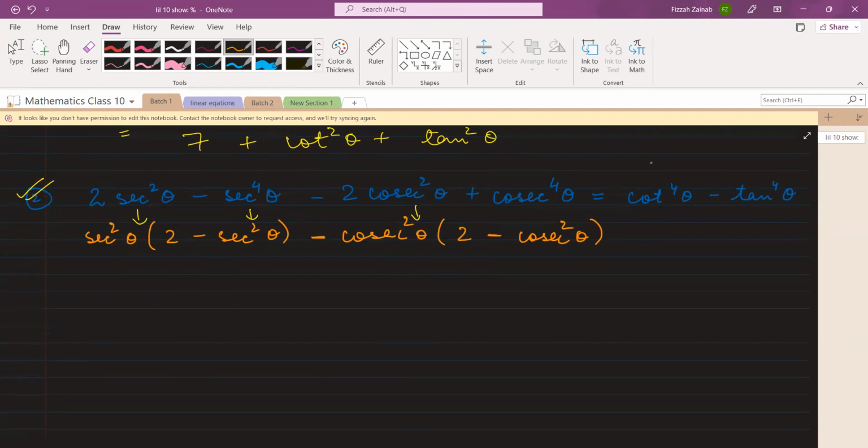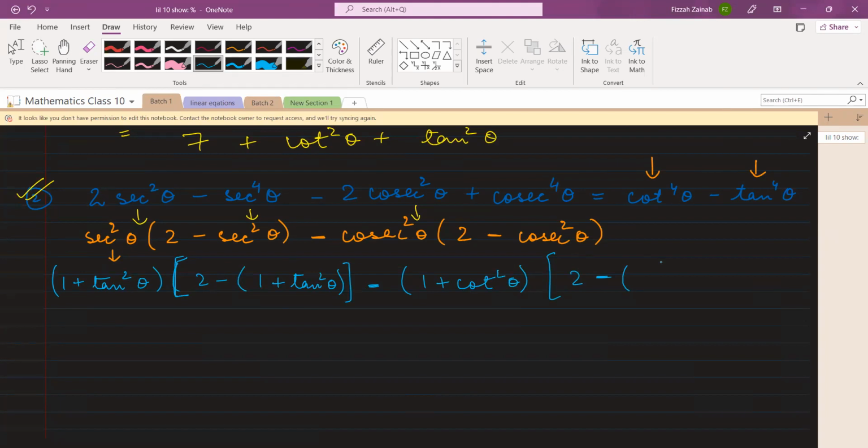Now, your RHS is in terms of cot and tan. So that means you have to replace sec and cosec. You use the same identity which we used earlier, right? So this sec square theta, now I'm writing 1 plus tan square theta, multiplied by 2 minus, a big bracket and then a small bracket. So sec square theta is 1 plus tan square theta, minus, this cosec square I'm writing 1 plus cot square theta. Then 2 minus, small bracket, this cosec square theta is 1 plus cot square theta.